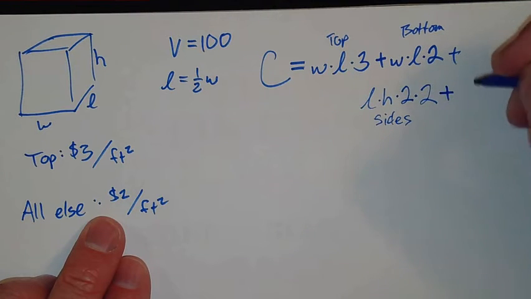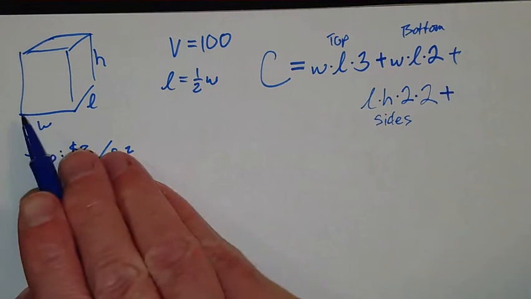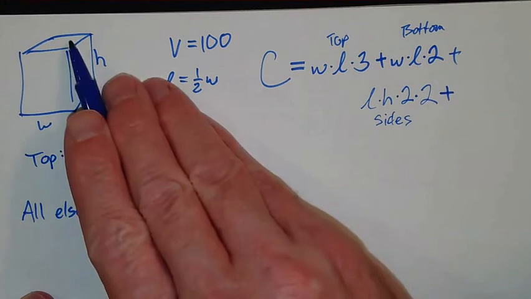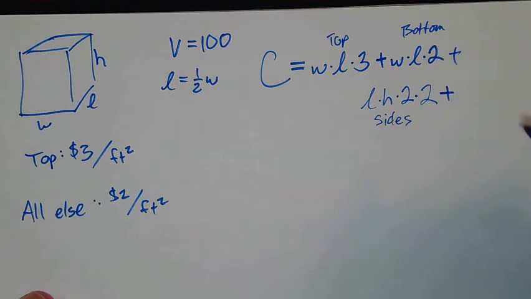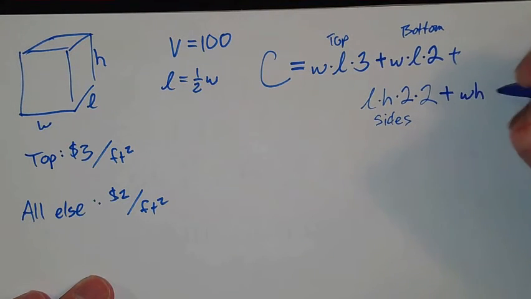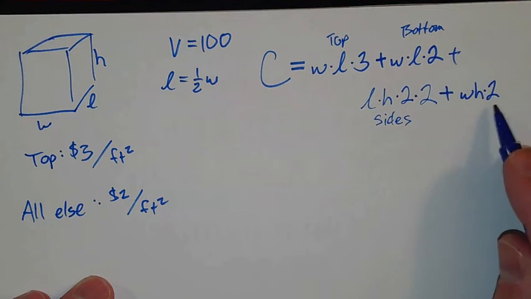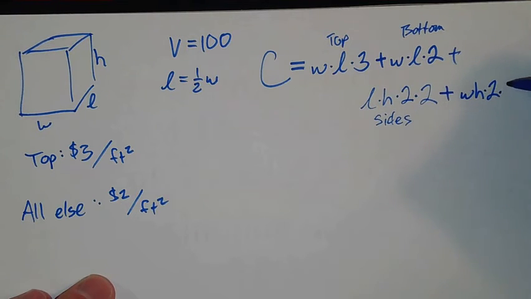And then finally, we've got the front and the back. The front is W times H, and so is the back. Same thing. So W times H times 2, because I've got 2 of them, and then times $2 per square foot. So this is the front and the back.